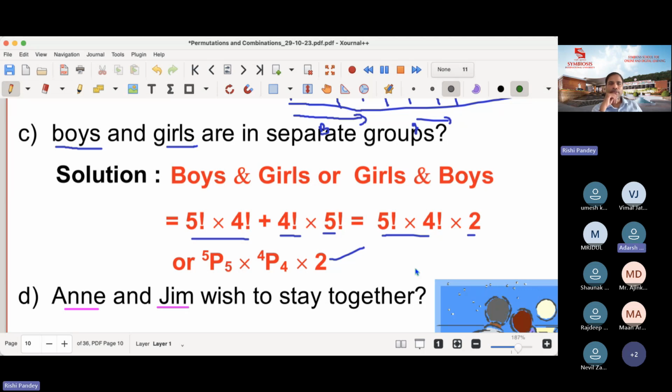Read this question. Anna and Jim want to stay together. Try to solve. 2 people, Anna and Jim, want to stay together. Please try. What are the possibilities? One girl and boy want to sit together. So what are the 2 possibilities? Factorial into 2 factorial, only.